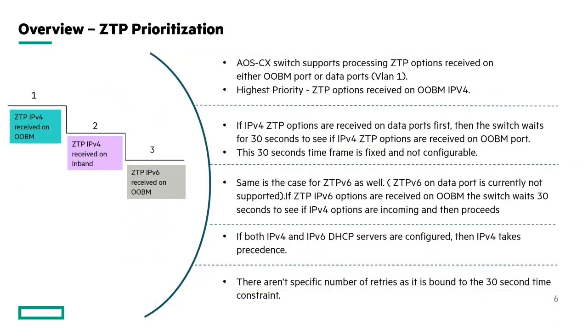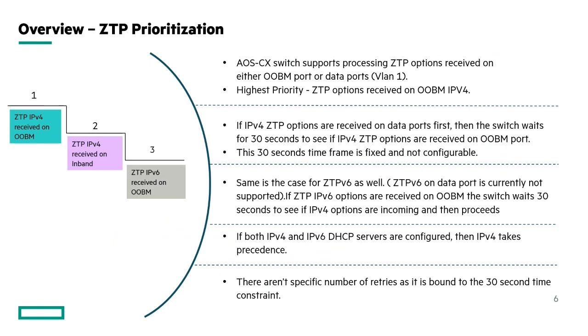So let's talk about how ZTP prioritization works in the CX switches. In this slide, I'll be focusing on both IPv4 and IPv6 scenarios for both OOBM and data ports. As you see on the left, the highest priority is given to ZTP IPv4 options received via the OOBM port, followed by ZTP IPv4 received in the in-band management VLAN. And the lowest priority is given to ZTP IPv6 options received over OOBM. We currently don't have any support for IPv6 on data ports.